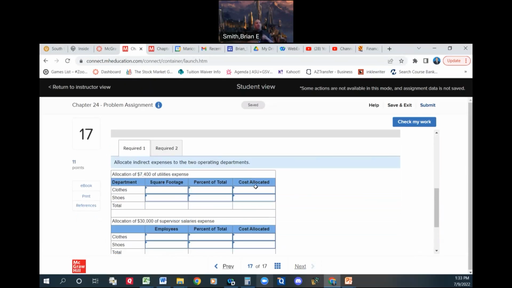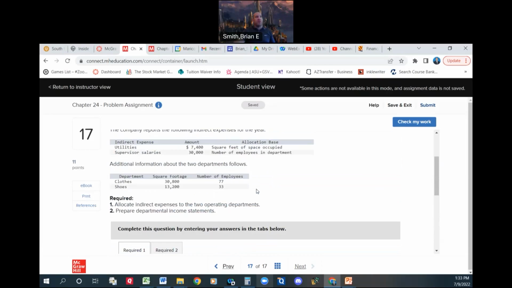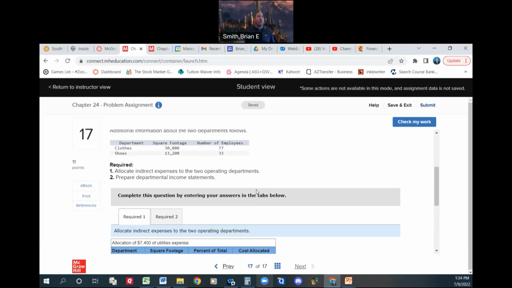We're going to allocate the utilities based on square footage. We're going to allocate the supervisor salaries based on employees. I personally like the problems that don't just spell it out for you, just because it makes you think, but there's few and far between.